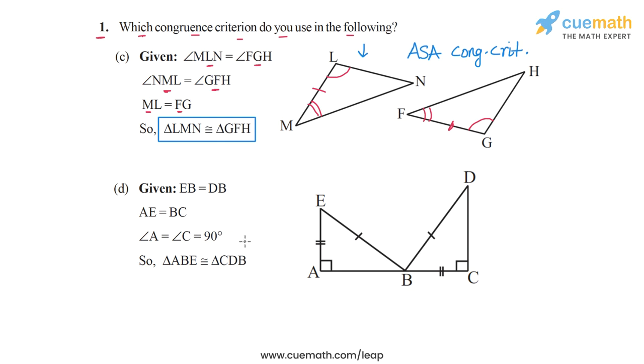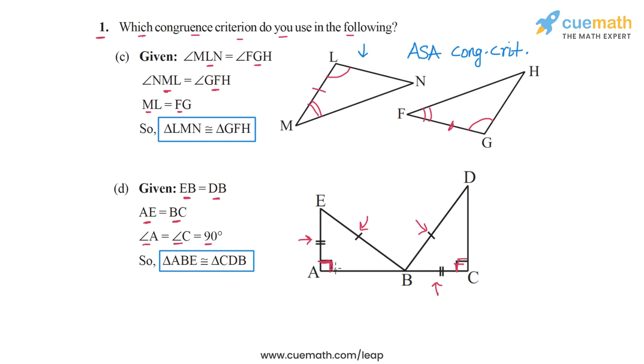In part D, the claim is that triangle ABE is congruent to triangle CDB, and we are given that EB is equal to DB. Then AE is equal to BC, and angle A is equal to angle C is equal to 90 degrees. So angle A is here 90 degrees, angle C is 90 degrees here.